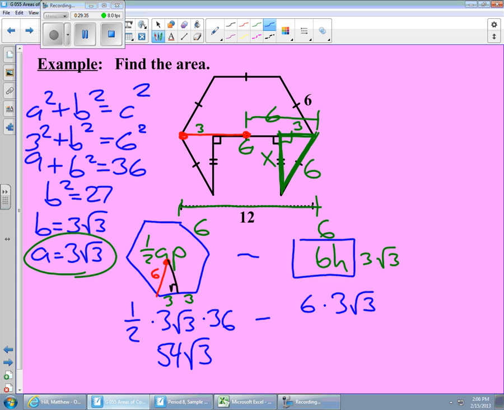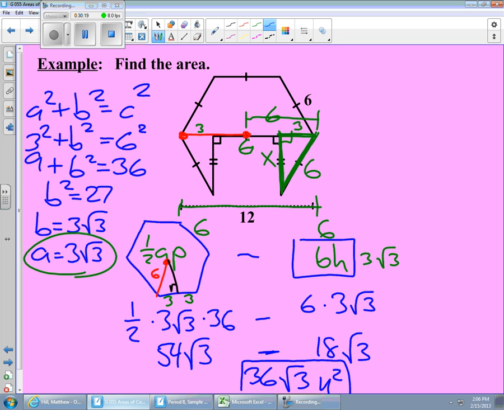1/2 was a regular number, the whole number 3 was a regular number, and the 36 was a regular number. They all combined to make 54. Over here, 6 times the whole number 3 is 18, and the radical 3 is looking for other radicals, and it didn't find any. Now we have a subtraction problem that says you've got 54 square roots of 3, take away 18 square roots of 3. So how many square roots of 3 are there? There are 36 square roots of 3, and whatever the units are, squared.